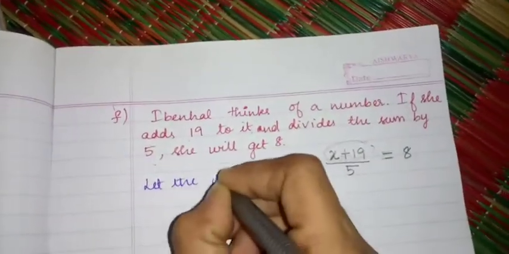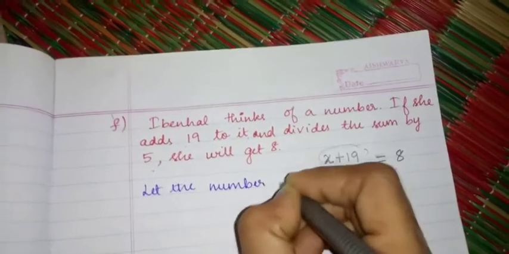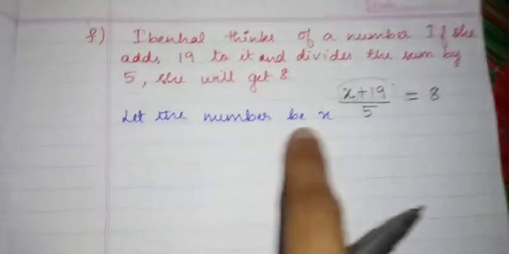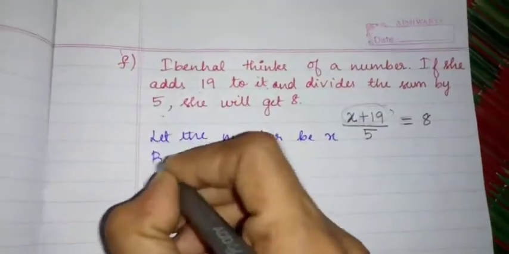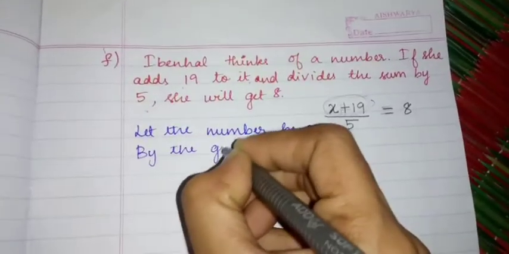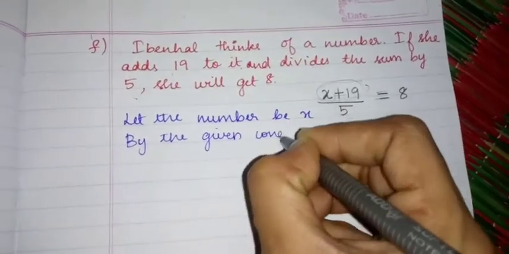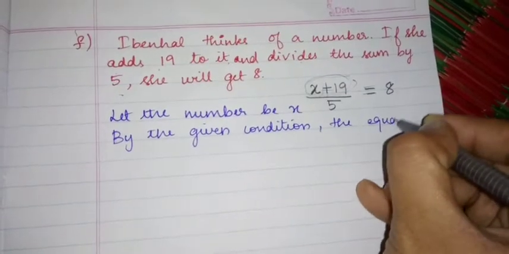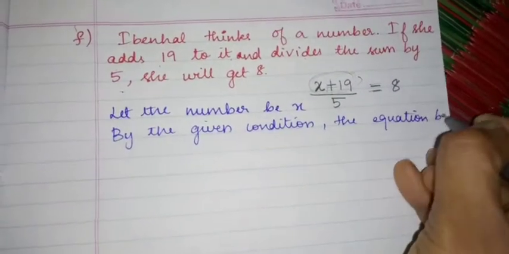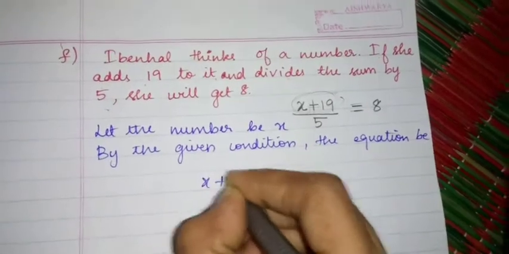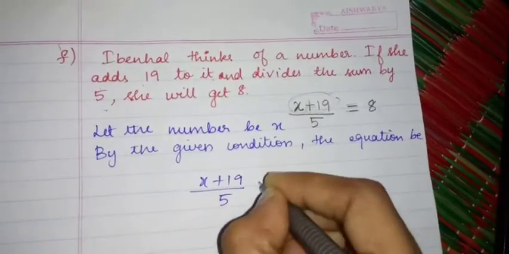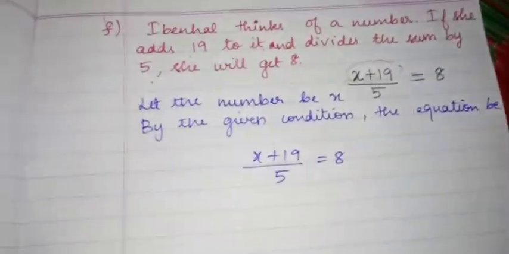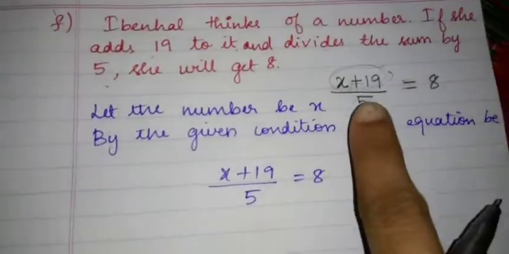Let the number be x, because I don't know what that number is. So I am taking that number as x. By the given condition, I am framing the equation as (x plus 19) divided by 5 equal to 8. Listen, you should write this equation correctly, children. Just once again recall it.